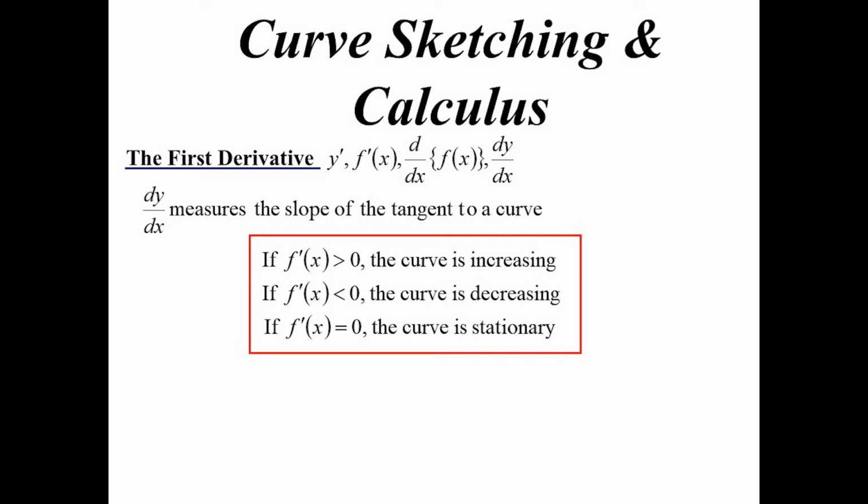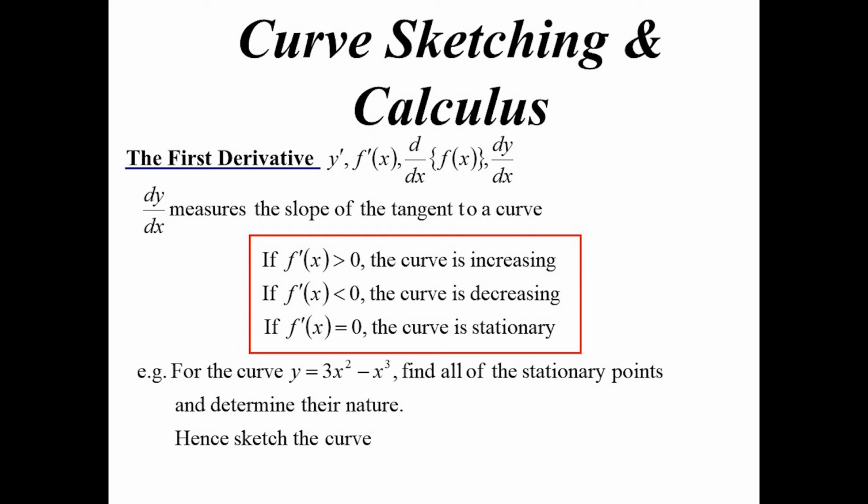All right. Let's have a look at this one. It's a cubic, 3x squared minus x cubed. We're going to find those stationary points and determine their nature, which basically means, well, is it a maximum? Is it turning at the top, or is it a minimum? Is it turning at the bottom? So let's have a look. Our derivative is 6x minus 3x squared.